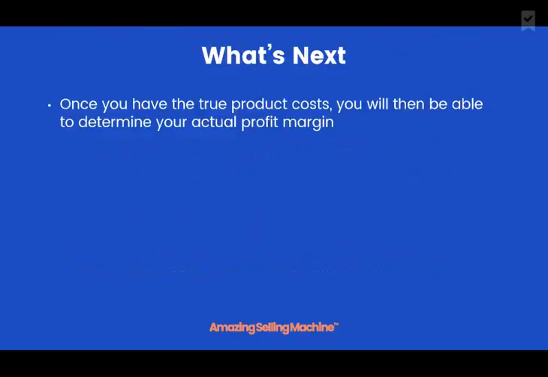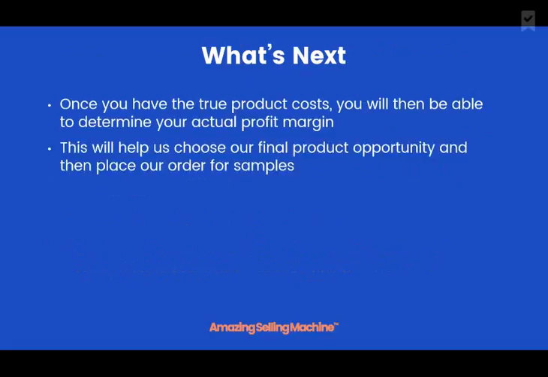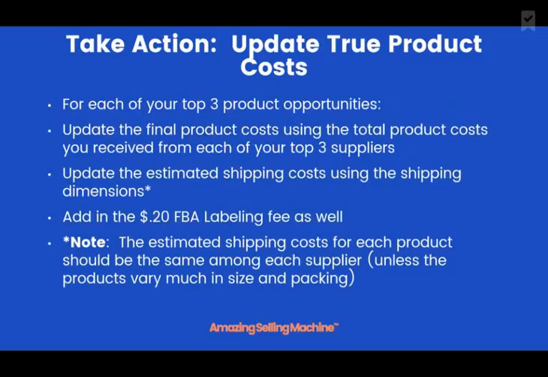So here's what's coming next. Once we've added in all the true product costs to our spreadsheet, we'll then be able to calculate our actual profit margin. And having our profit margin will help us determine our final product opportunity. We'll go from 3 product opportunities down to the one that we actually will be able to order our samples with, and then get moving on creating our own physical products business. So once you have everything done here, head on over to the next video, and I'll see you there.